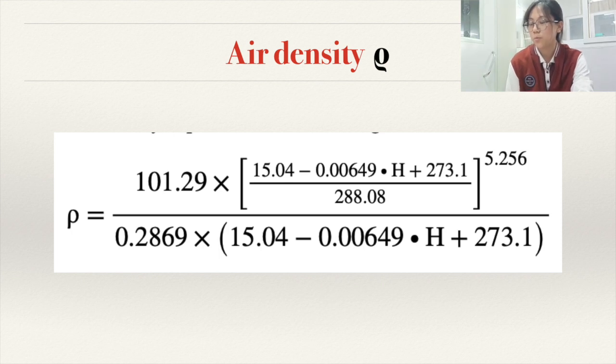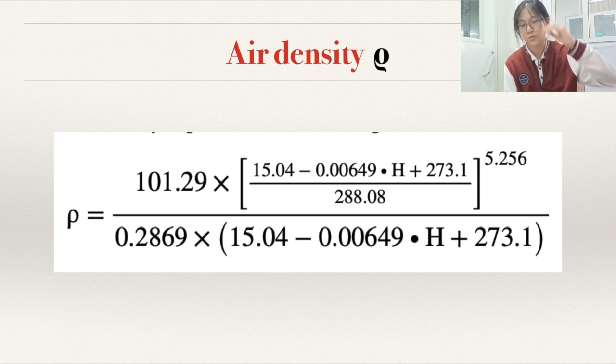And then from one NASA essay, we looked at the air density rho as a function of h, the height from the ground to the parachute. And it looks like this.